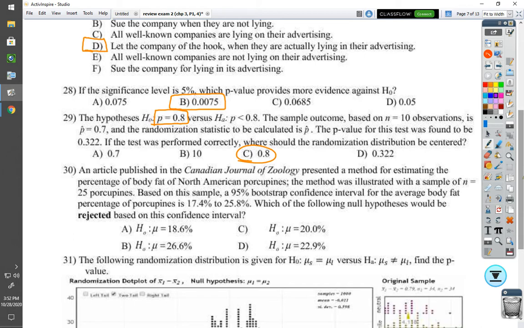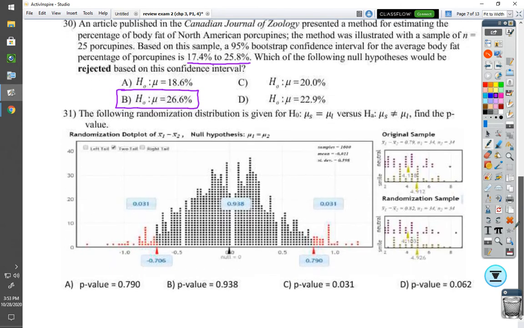In number 30, an article published in the Canadian Journal of Zoology presents a method for estimating the percentage of body fat in North American porcupines. The method was illustrated in a sample of n equals 25 porcupines. Based on the sample, a 95% confidence interval for the level of body fat is 17.4 to 25.8. Which of the following null hypotheses should be rejected based on this confidence interval? So look at the range of 17.4 to 25.8. Which value is outside of that? Letter B, and because letter B is outside of that confidence interval, we should reject it.